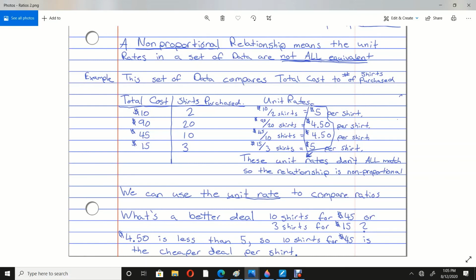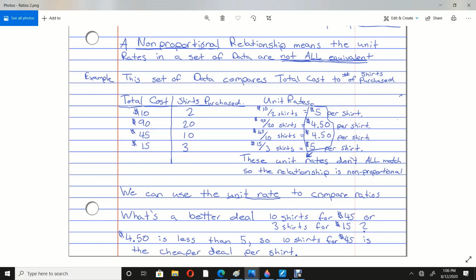So if the question was, are all of these ratios proportional? Is the cost proportional to the number of shirts? Well, the answer would simply be no. We already know that because two of these unit rates are not equivalent. So this is a non-proportional relationship, no matter what.